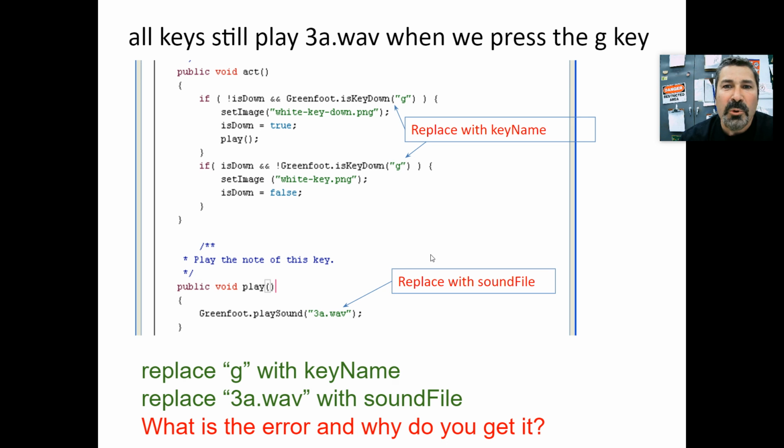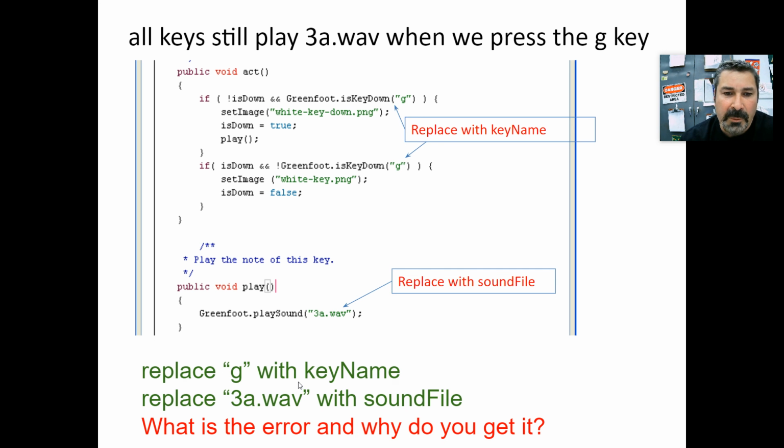All right, so now if you didn't do it already, replace this with key name. So instead of is key down G, you delete that, get rid of the quotation marks, and put key name. And you get rid of the quotation marks and 3A.wave, and you put your instance variable sound file. Replace G with key name, replace 3A.wave with sound file. No quotation marks. What is the error and why do you get it?